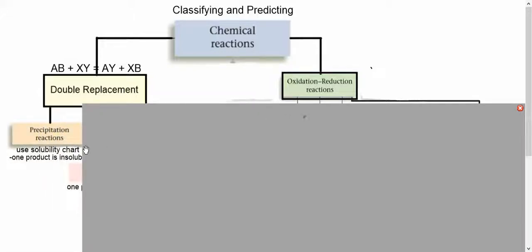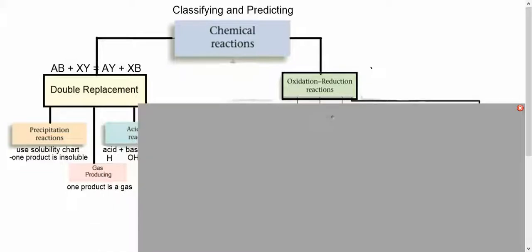In a precipitation reaction, those are the type that you have to use the solubility chart. If one product is insoluble, that means that a solid is produced, therefore a precipitate is produced and a reaction takes place. If both substances are aqueous, no reaction takes place. Another subtype of double replacement is gas producing, where one product is a gas.